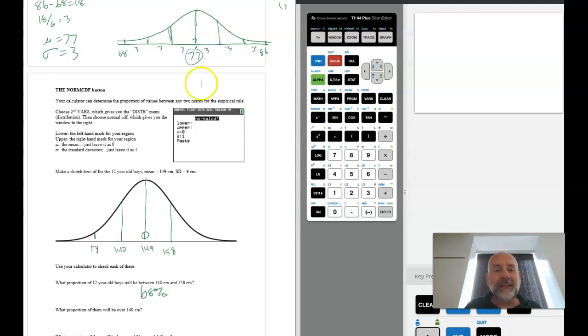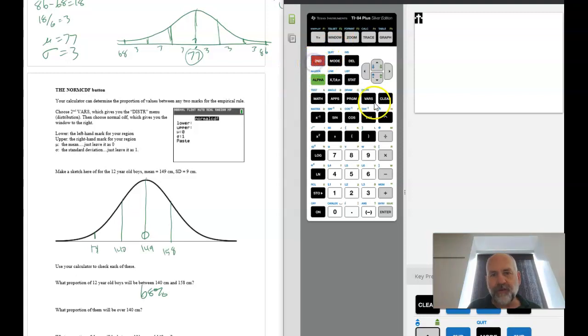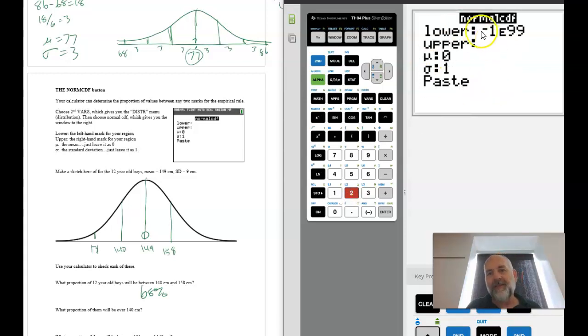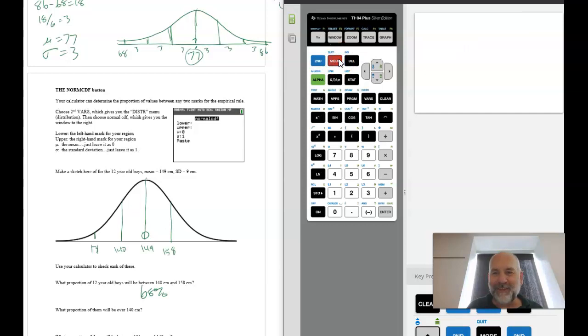So this is when you hit 2nd DISTR. This is doing the normalcdf button. Remember, we're trying to find the area between any two marks on a normal model. So, 2nd DISTR. I'm on a basic TI-84 Plus, and when I hit the normalcdf button, I get the wizard screen this time. But I can set it so that I don't.